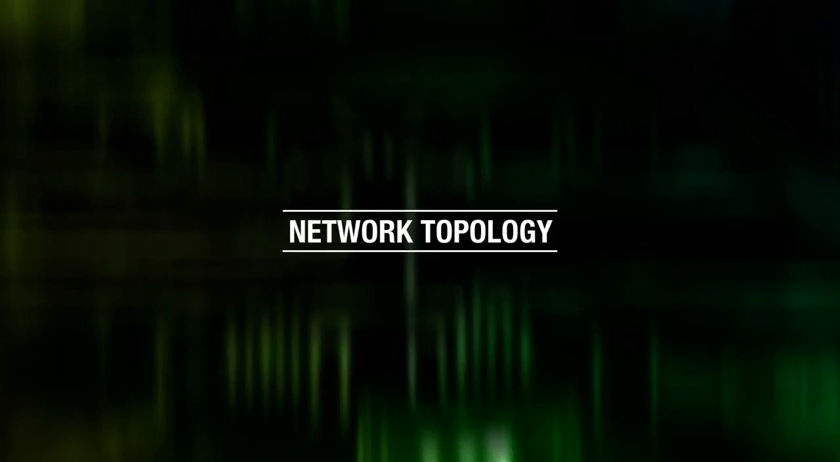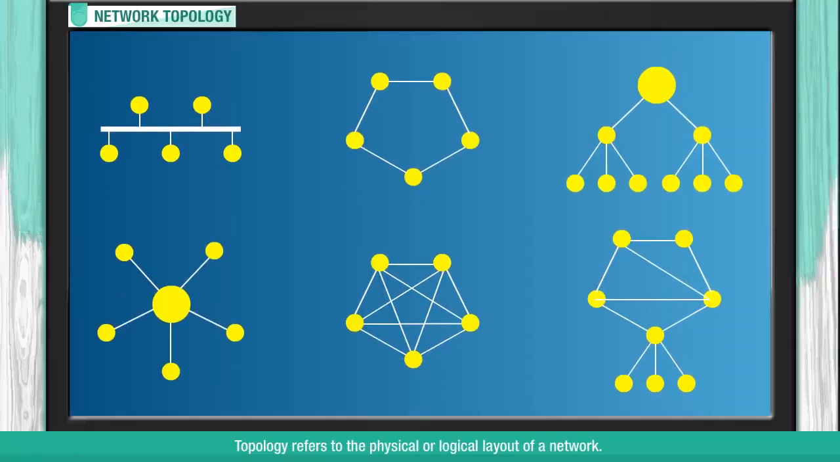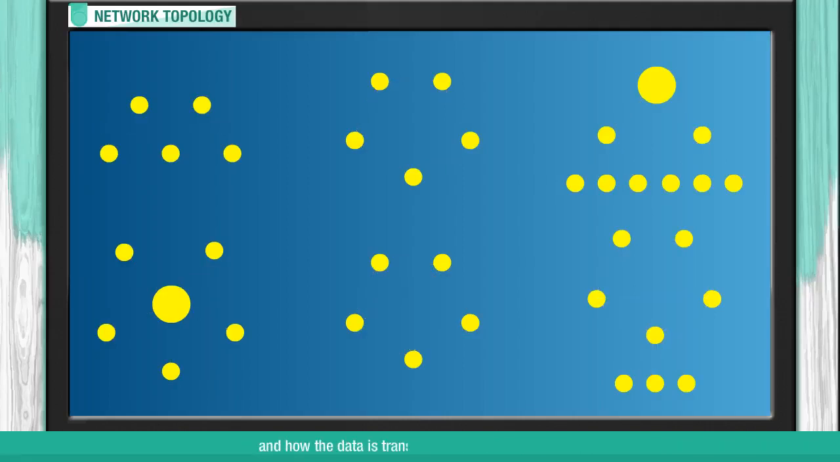Network topology. Topology refers to the physical or logical layout of a network. It defines how different nodes in the network are interconnected with each other and how the data is transferred between these nodes.